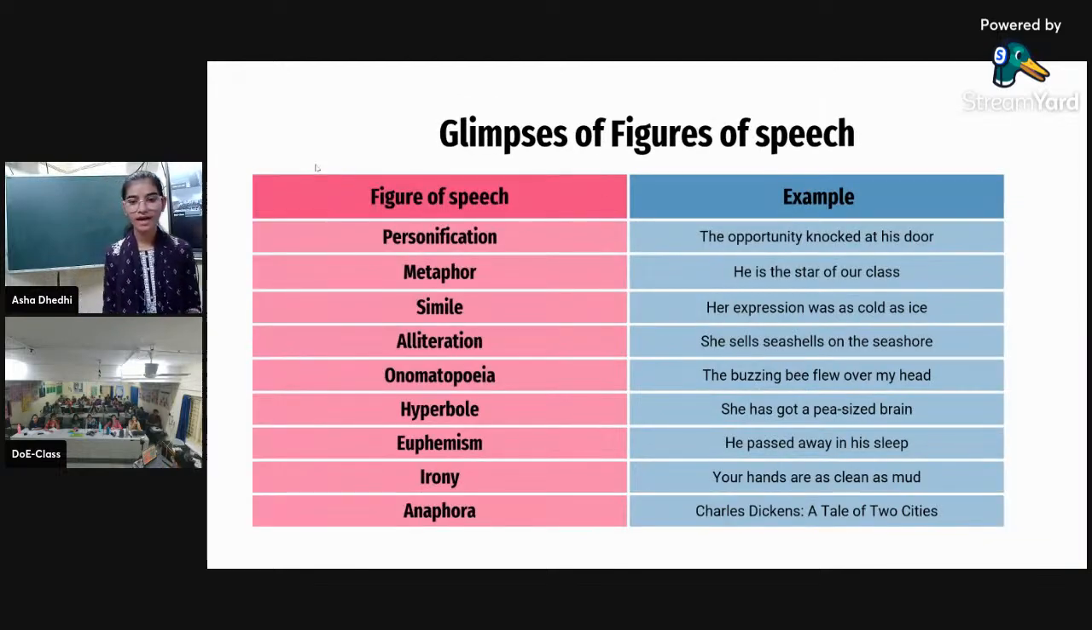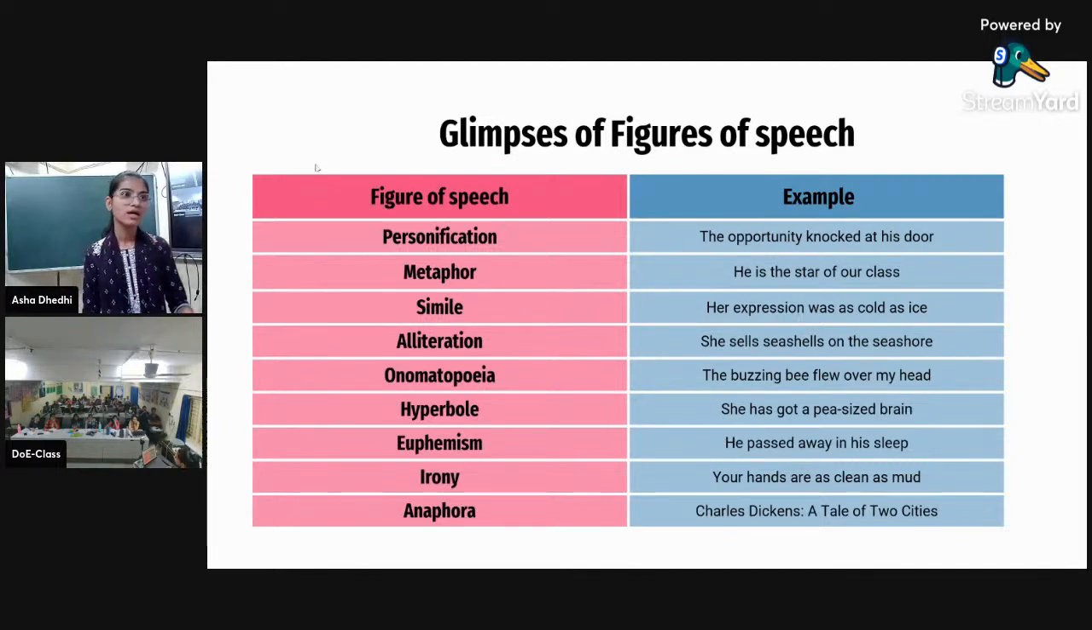Okay, so there are certain examples, like personification. Personification is when you are giving human-like characteristics to any non-living thing, then it would be considered personification. The example given here is: the opportunity knocked at his door. Now, opportunity is an abstract thing, right? It is not a living being, so it can't knock at our door, right? So this way they are using the language, and then it would be considered personification.